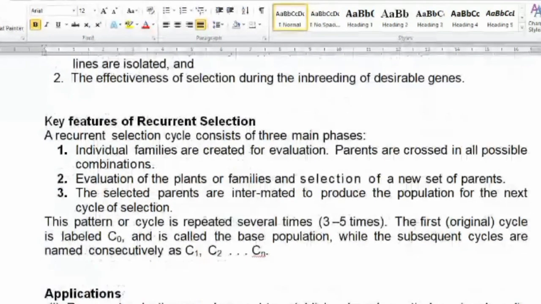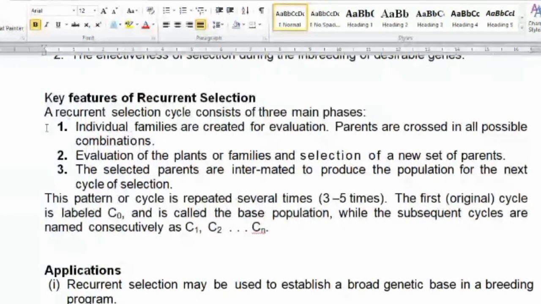So what are the key features of recurrent selection? The general key feature is that a recurrent selection cycle consists of three main phases. In the first phase, individual families are created for evaluation. Then parents are crossed in all possible combinations. In the second phase, the plants or families are evaluated and a new set of parents selected. And in the third phase, selected parents are intermated to produce the population for the next cycle of selection.